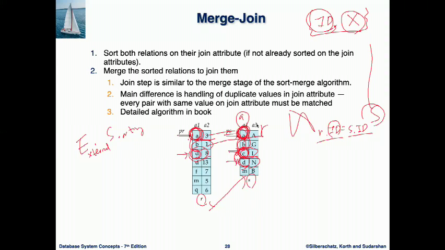So at a very high level, you maintain one pointer for each relation, and you are going to advance the pointer that points to a smaller join key value, just like this case. Okay, two pointers, one pointing to a record having D, another pointer pointing to a record having C. Then you have to advance this pointer because it's pointing to a smaller value. Then you will be able to find a match. Okay, so that is the high level idea.